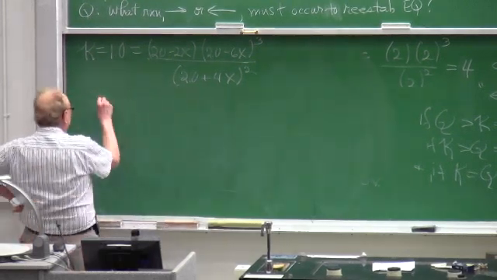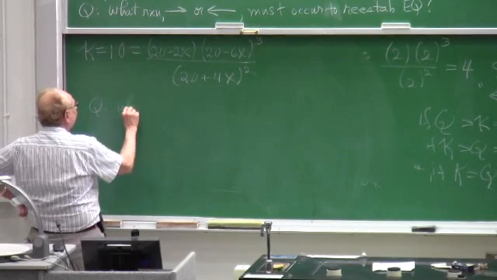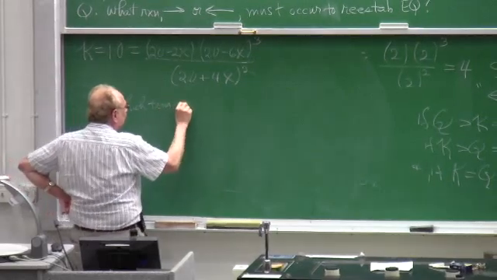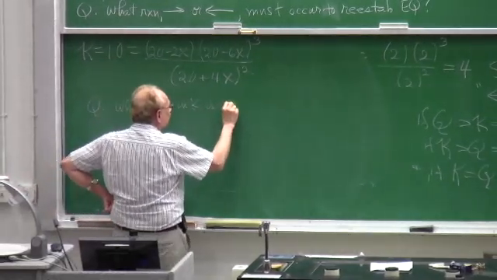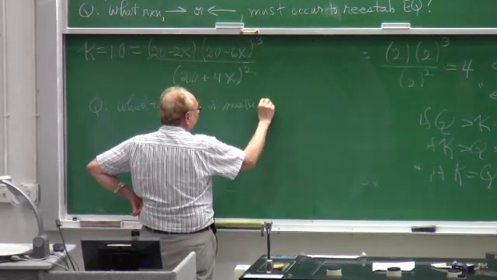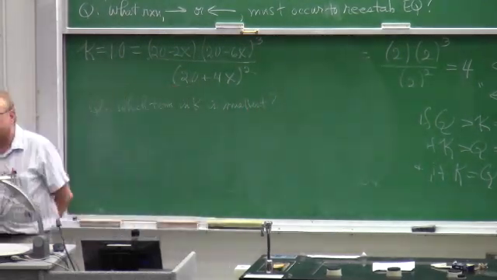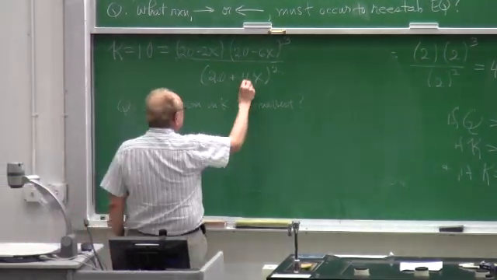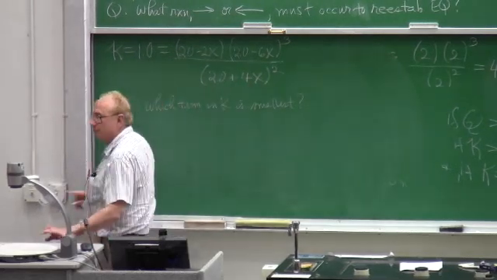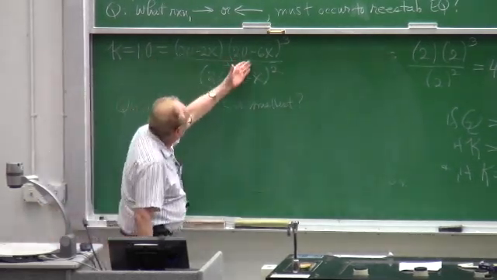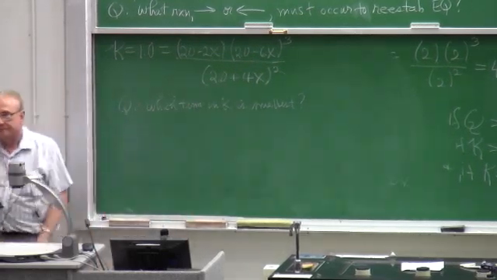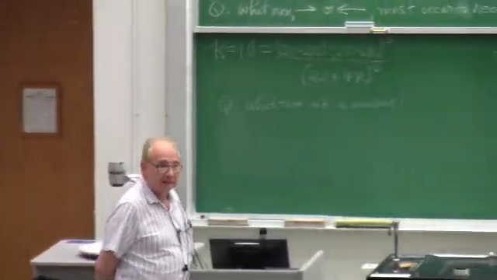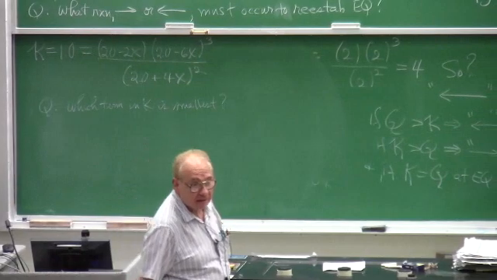So we're going to ask a question. Which term in K is smallest? There's the first question. There it is. Which of these terms is smallest? This is the nitrogen molarity, this is the hydrogen molarity, this is the ammonia molarity. Which term is smallest? You agree it's the hydrogen molarity? Are you mystified by this?